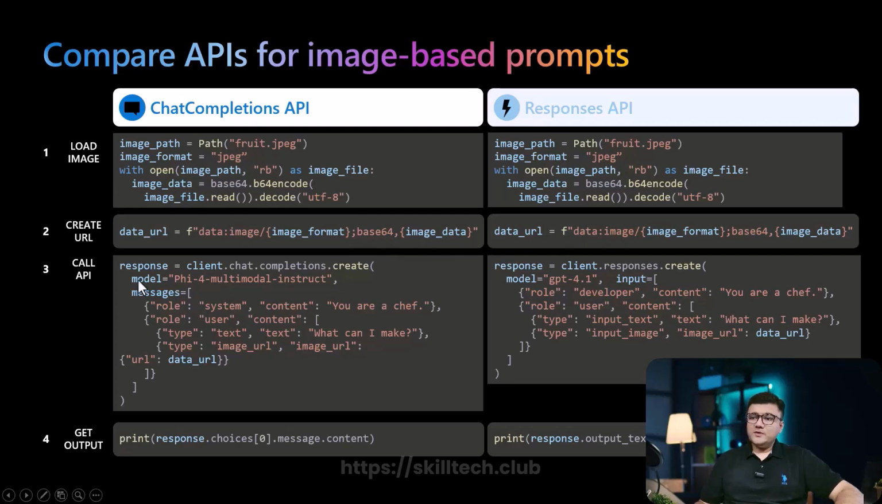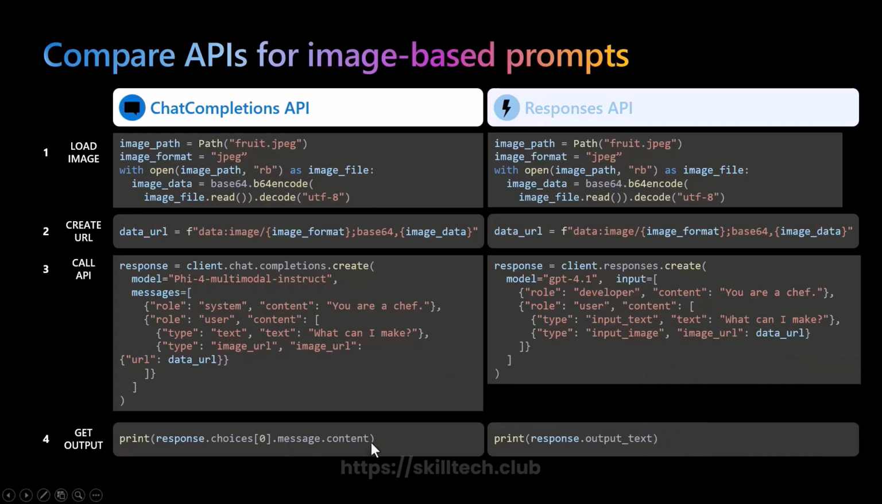Only the call API section is what changes. Here we are dealing with client.chat.completions.create, while in the other case, we are using client.responses.create. In both cases, by following two different syntaxes, we are passing a user text prompt, and along with that, we're also passing the image URL. This image URL is combined with the text prompt and gives you the response based on that. And that's what a multimodal prompt is all about.